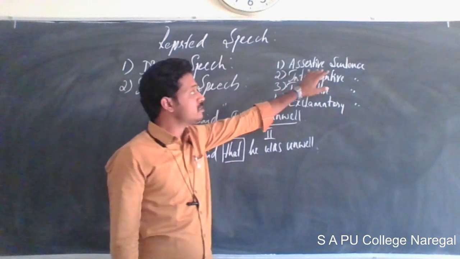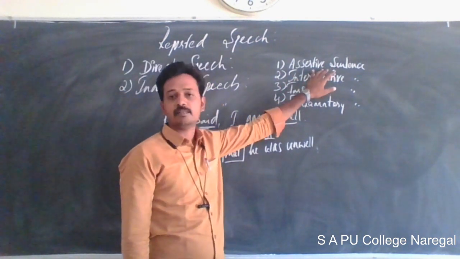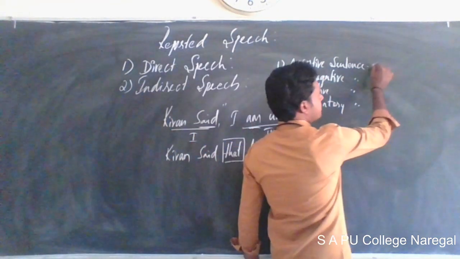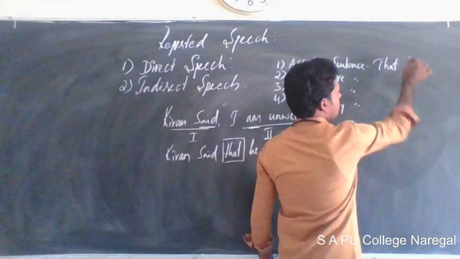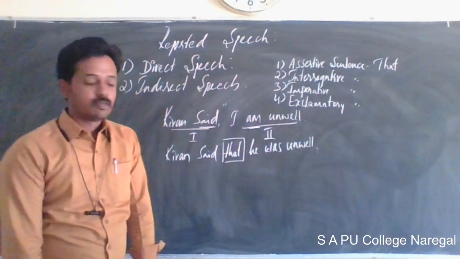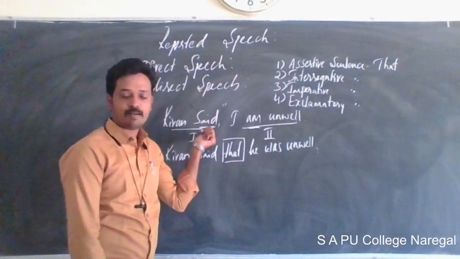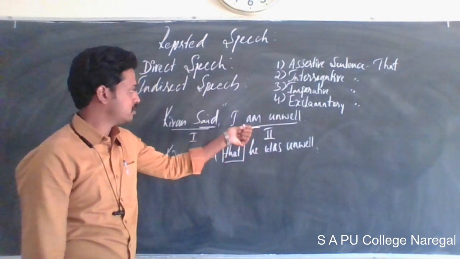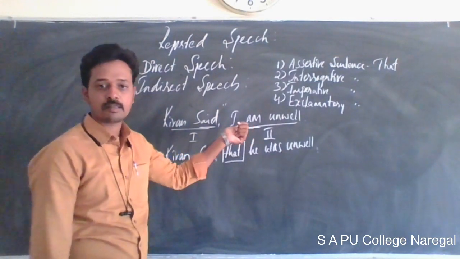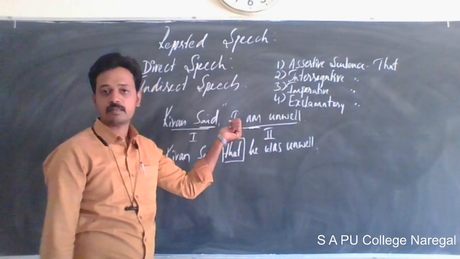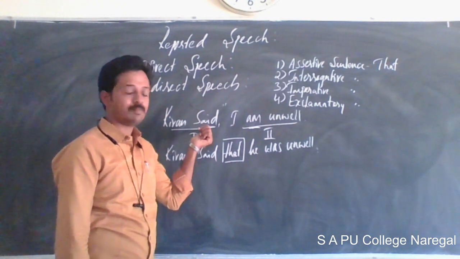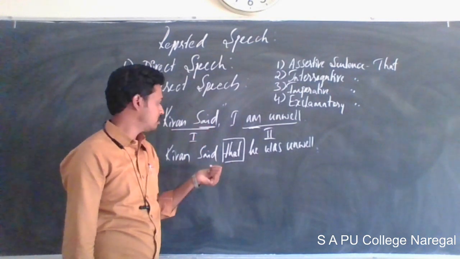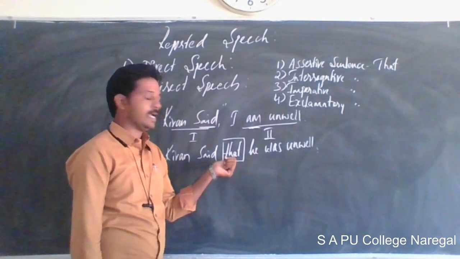If the sentence is an assertive sentence, while converting it into indirect speech, we use the linker that. Here is an example of an assertive sentence. Kiran said, I am unwell. There are no expressions like order, request, or exclamation. So, this is a simple sentence. While converting this type of sentence, we use the linker that.